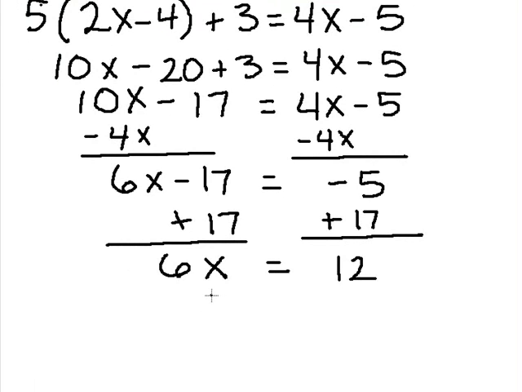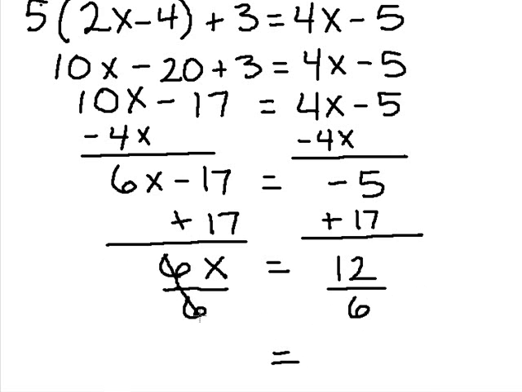Remember, we want to have x on the left side of the equation all by itself. I know that 6 divided by 6 equals 1. So I'm going to divide both sides of the equation by 6. I'm using a fraction bar to show division. Six divided by 6 is 1.